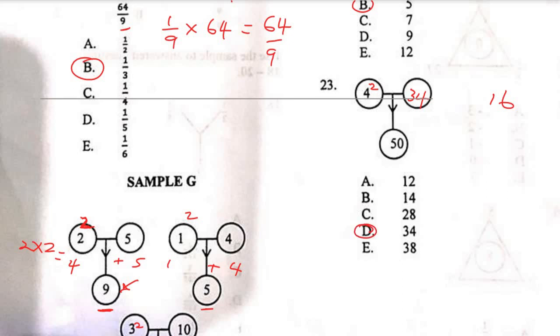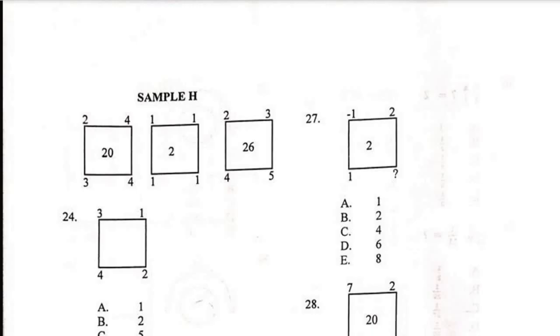Alright, we are going to sample H, which we are going to use to answer more questions. Let's look at this sample. We have 2, 4, 3, 4, 20, 1, 1, 1, 1, 2, 2, 3, 4, 5, 26. The big question, what is going on here in these samples? How can we get the base numbers, which are 22 and 26?